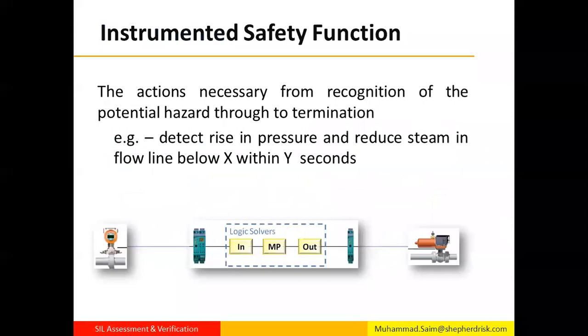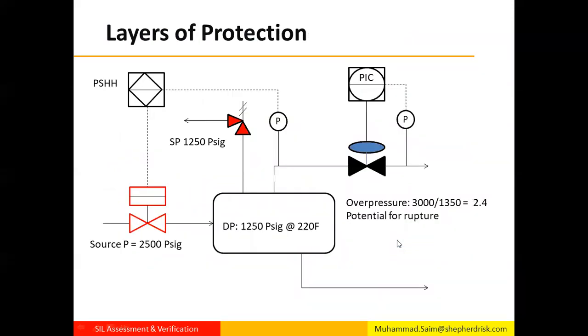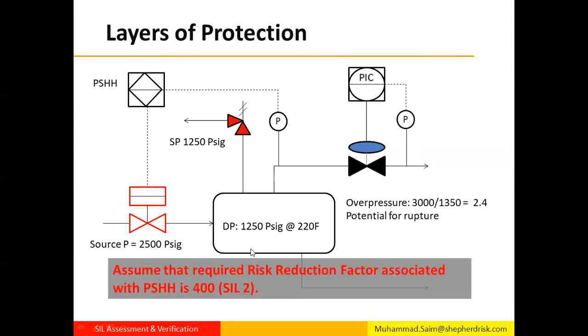So we have a safety function in our design. We have a transmitter, pressure transmitter, a logic solver, and a final element, an ESD valve. The pressure transmitter detects the rise in pressure, and it gives an input to the logic solver, which gives an output to the ESD valve to shut down within a certain period in our design. So this is the safety function we are talking about.